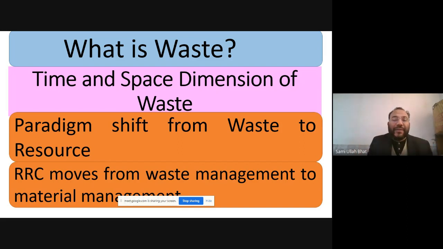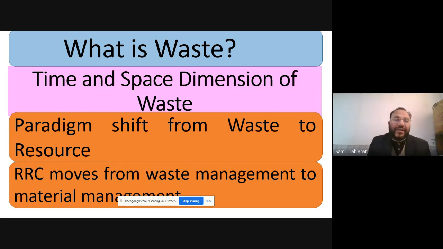So this concept has changed from waste management to material management. In the context of waste management, it means first we are creating a waste, then we are thinking of the solution. The paradigm shift right now is that we first think, let us not create a waste, or let us reduce the amount of waste that we are generating.